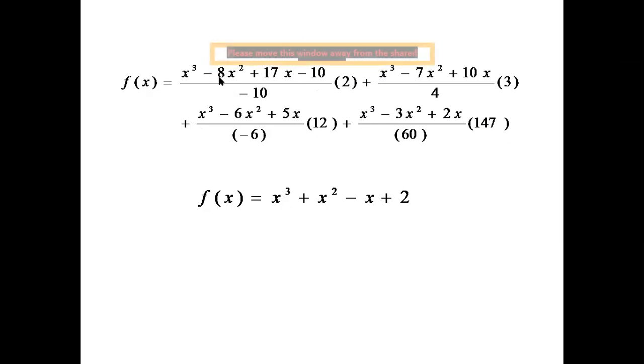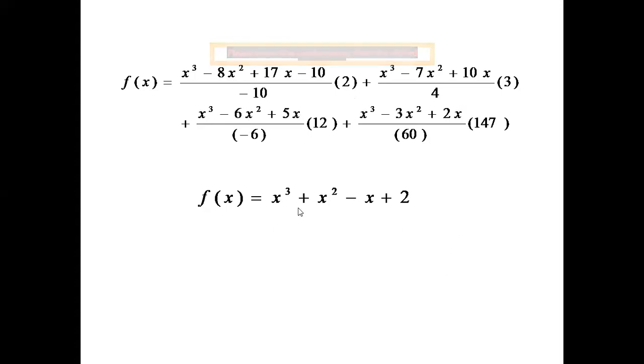Similarly, x square terms. Here minus 8x squared by minus 10 into this 2 is there. This 2 is common for everything. And here minus 7x squared by 4 into 3. And here minus 6x squared by minus 6 into 12. Minus 3x squared by minus 60 into 147. If you add all this, we get x squared. Like that, add all the terms, we get this polynomial. So this is the Lagrange's interpolation polynomial for that data.